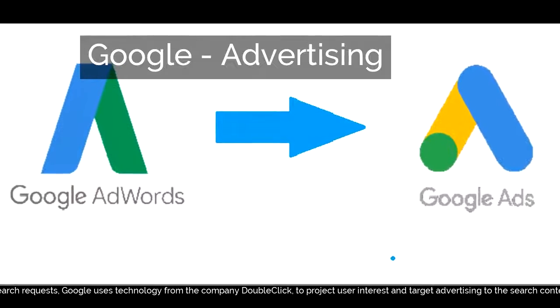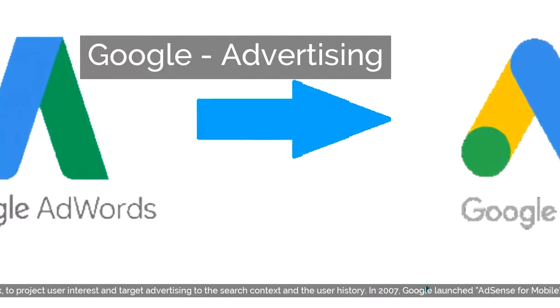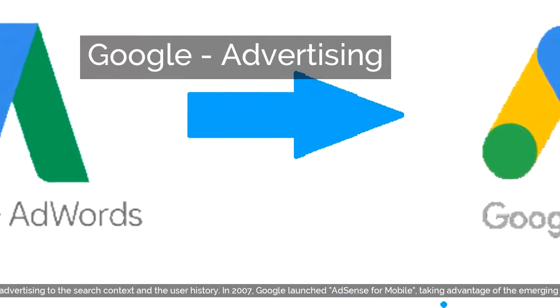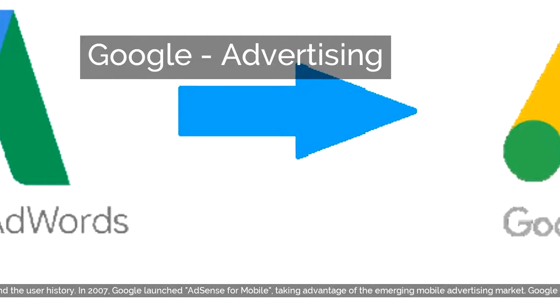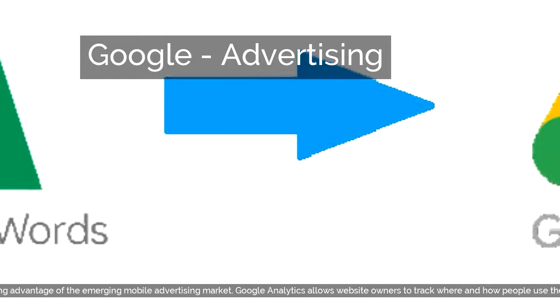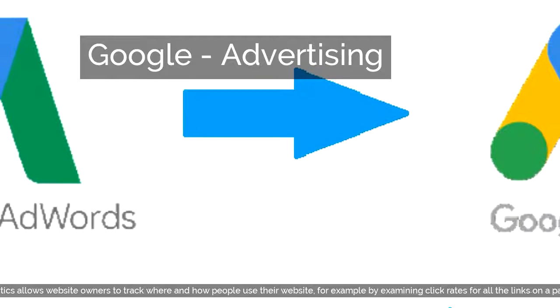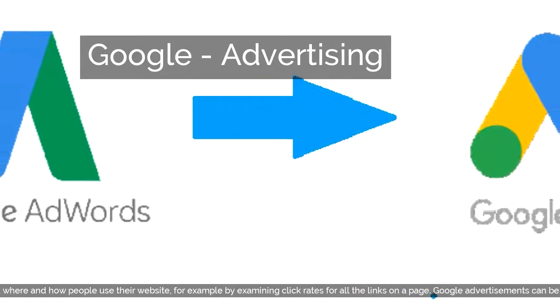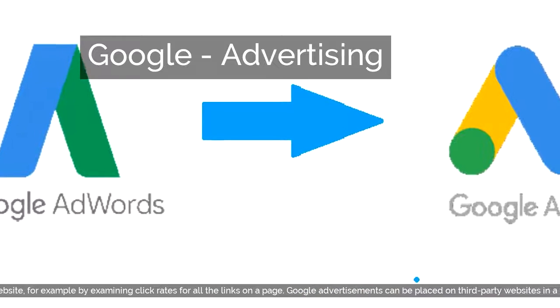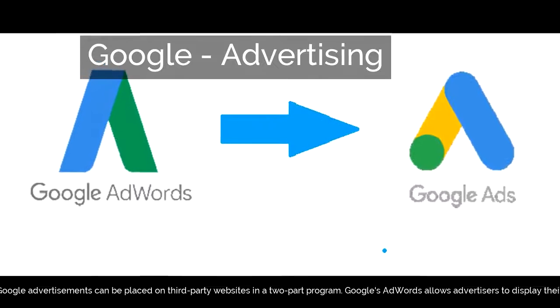In addition to its own algorithms for understanding search requests, Google uses technology from the company DoubleClick to project user interest and target advertising to the search context and the user history. In 2007, Google launched AdSense for mobile, taking advantage of the emerging mobile advertising market. Google Analytics allows website owners to track where and how people use their website, for example by examining click rates for all the links on a page.